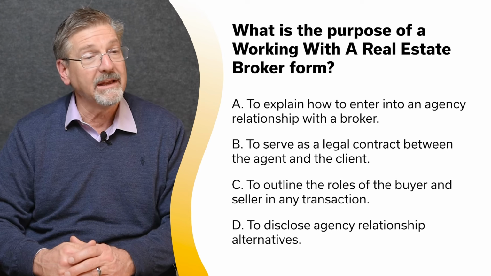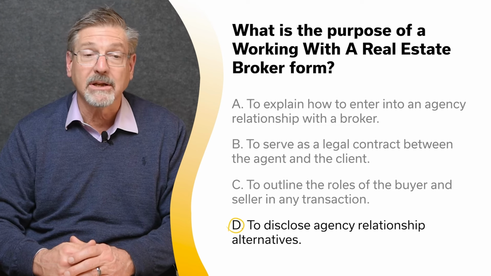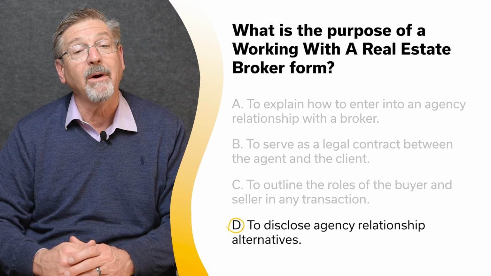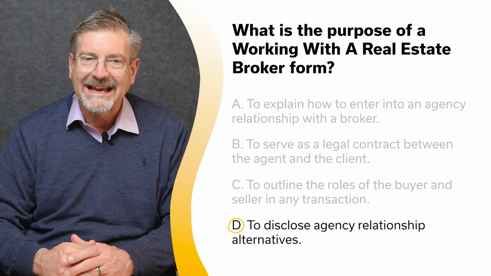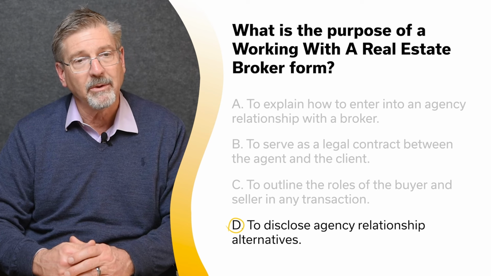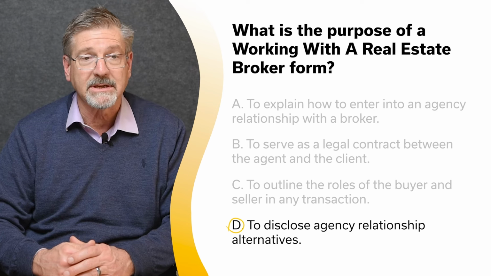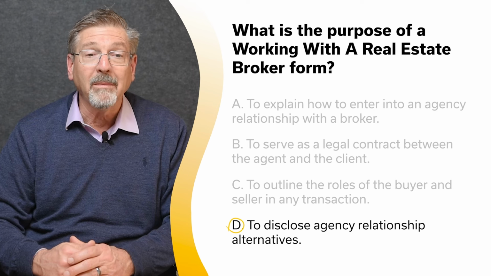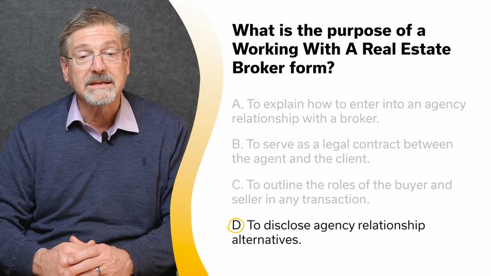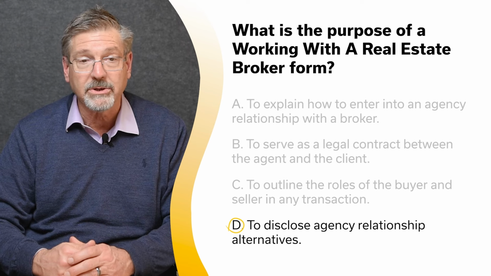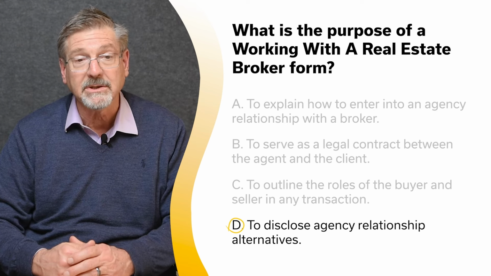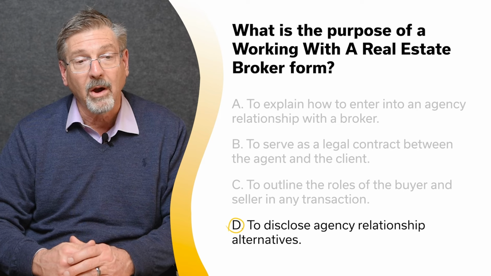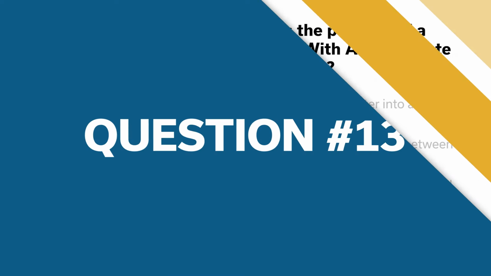The correct answer is D, to disclose agency relationship alternatives. This form is used to describe both single agency relationships, both seller agency and buyer's agency, and dual agency relationships. The form states clearly that it is not a legally binding contract. It contains explanations of what each relationship entails and what duties the broker owes the client in each relationship.